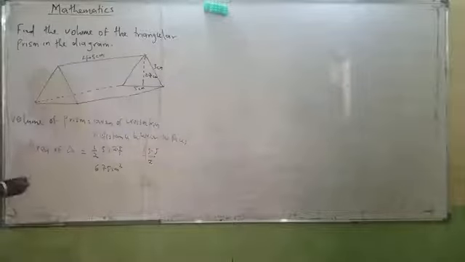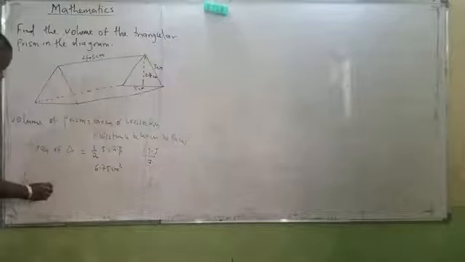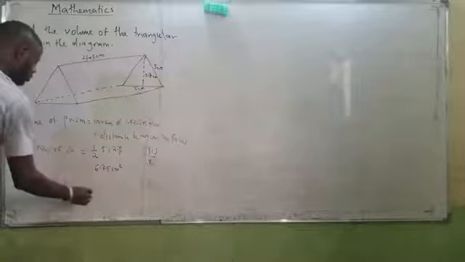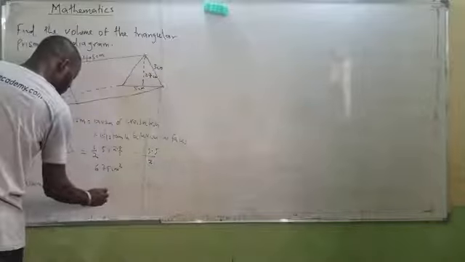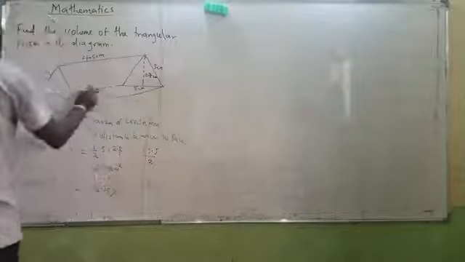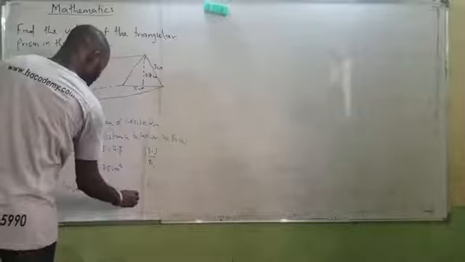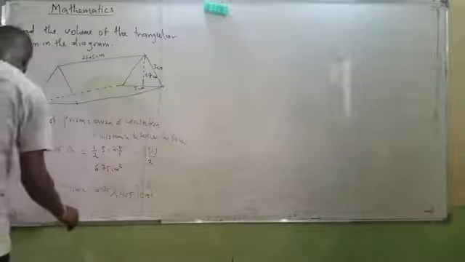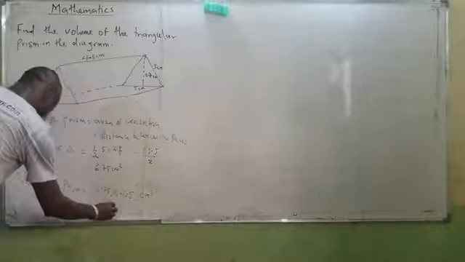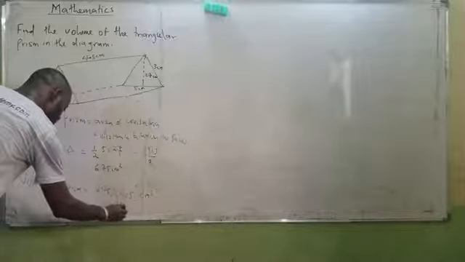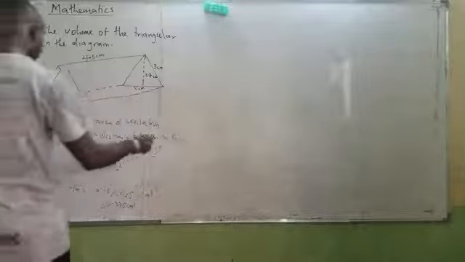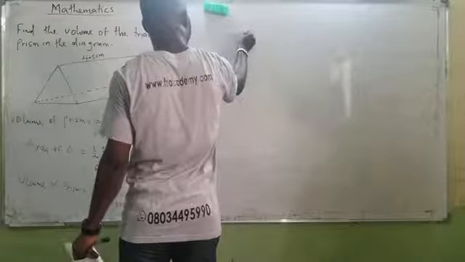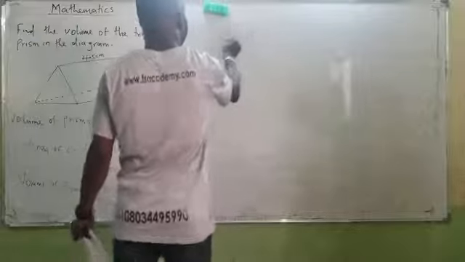I can now go for the volume. My volume of prism will be equal to 6.75 multiplied by 4.5 in centimeter cube. By so doing, I'll be having 30.375 centimeter cube, which I can now say the volume will be approximately 30.4 centimeter cube. That is my answer.